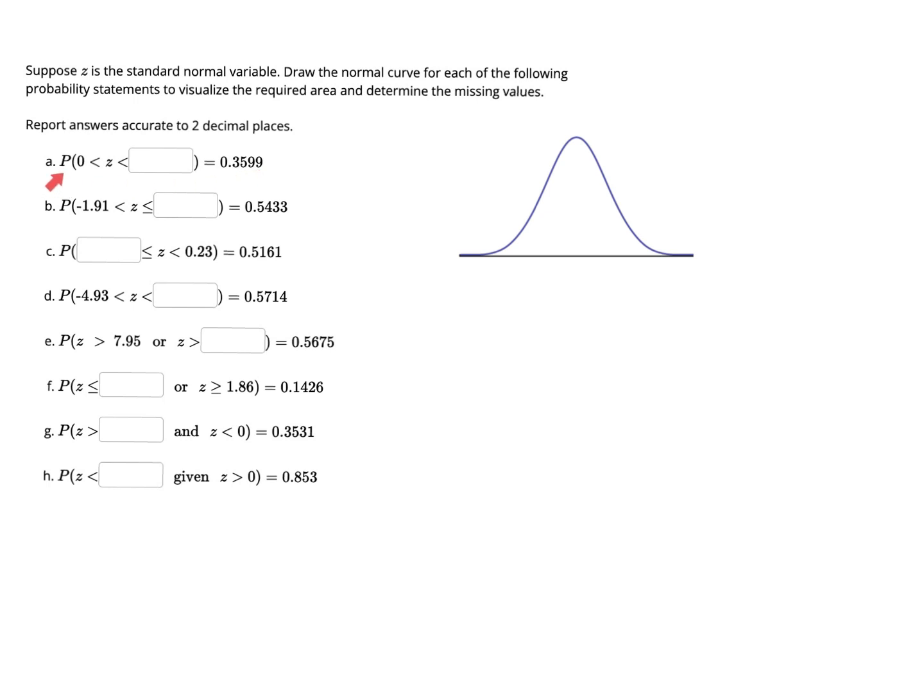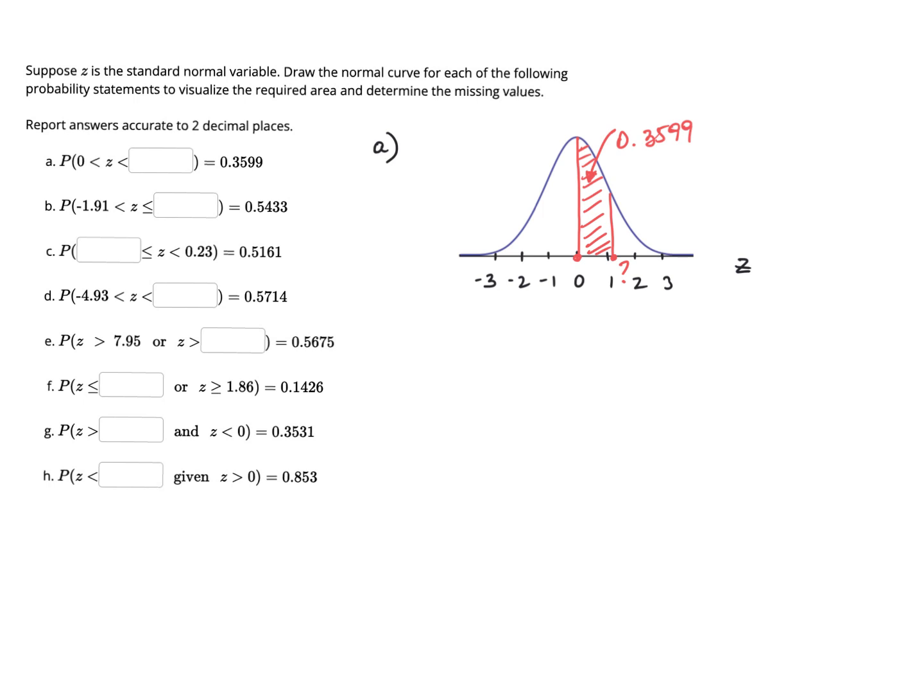Please notice, probability equal to 0.3599 indicates that this number is the area under the curve within the specified interval where z is between 0 and some missing value. It is really important to visualize what it means, and it will give you a very good clue of what to do to compute this unknown value.